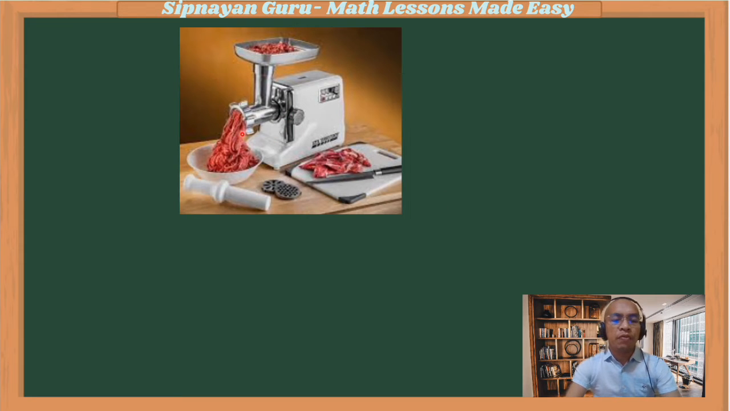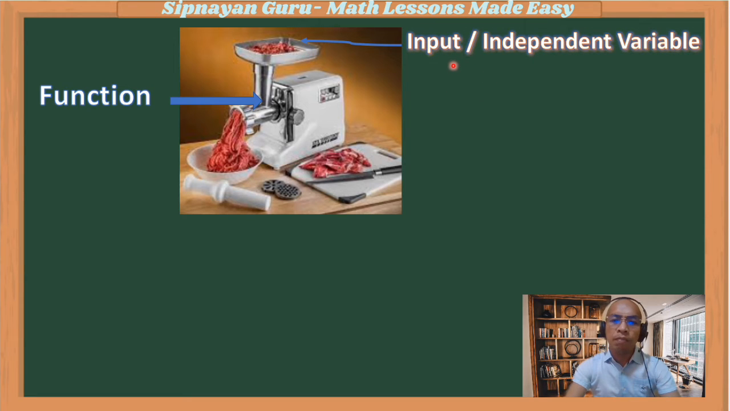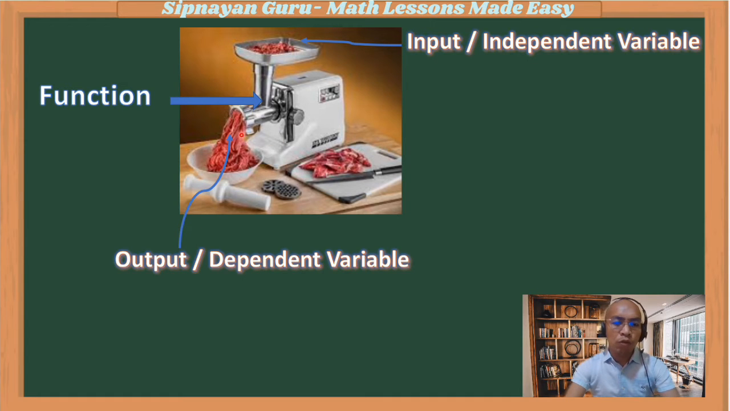Now, the idea of a function can be best illustrated by this machine. This machine is a function, and whatever you put here will be our input. The input is the independent variable. Why is it the independent variable? Because you can always choose what you are going to put here. This is the output, and your output depends on your input.